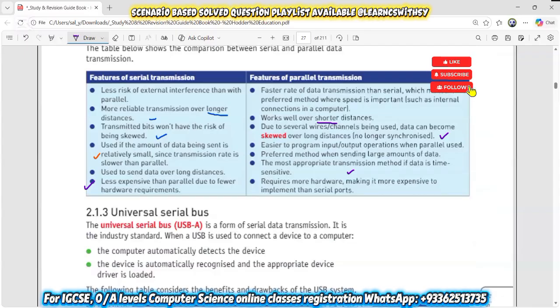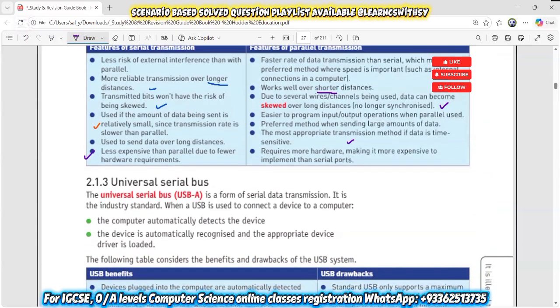USB, Universal Serial Bus. Now, how can the question come in the paper? They can ask you to explain USB A or USB C. They can even ask you about the advantages and disadvantages of USB. So I'll tell you what the trick will be in order to gain full marks. USB is a form of serial transmission. As I talked about earlier, the letter S is representing serial. It is the industry standard.